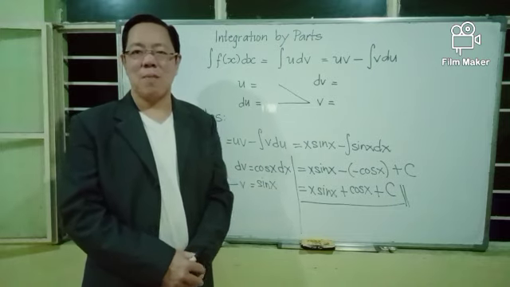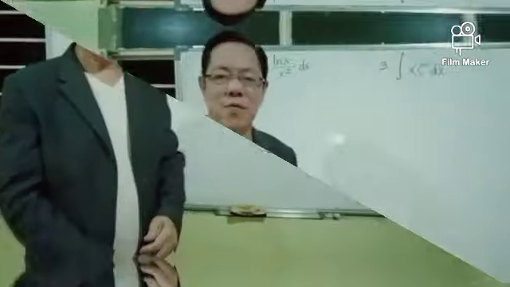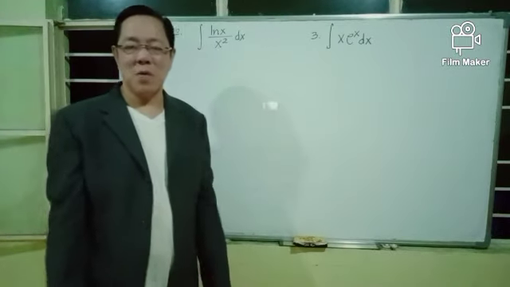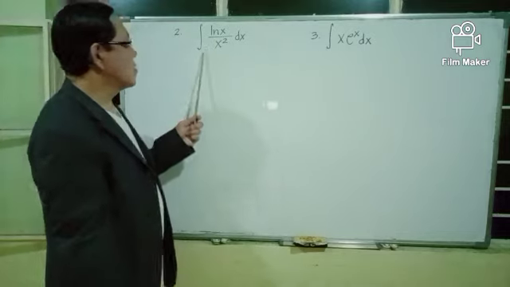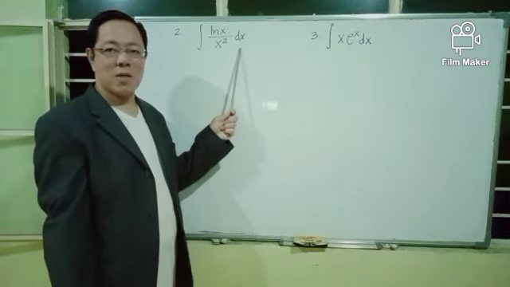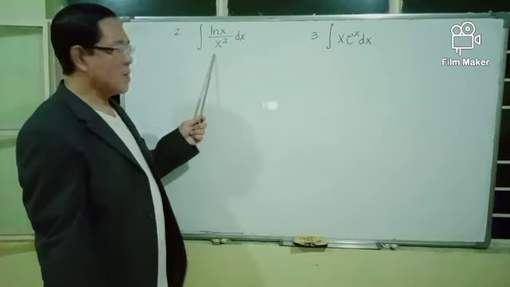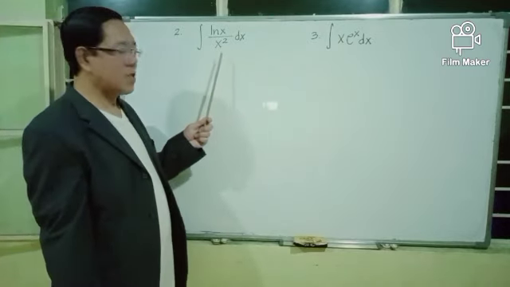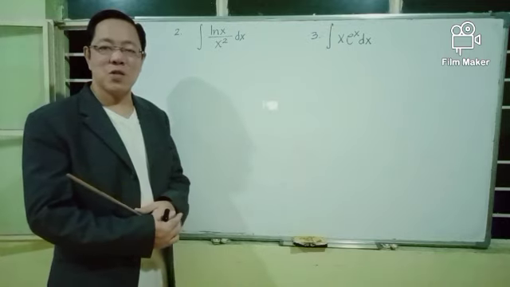We take more examples. For our second example, consider the following integral. We have the integral of ln x over x squared with respect to x. Again, we must decide which expression, a function of x, should be our u.